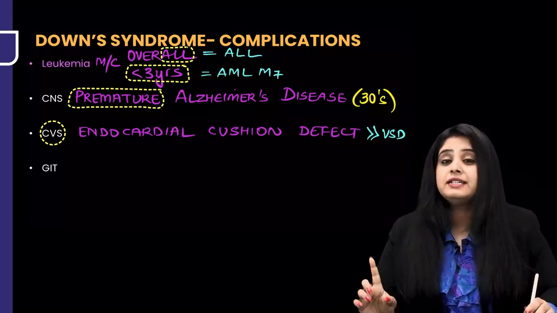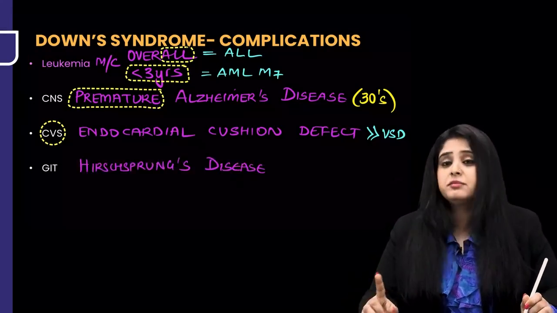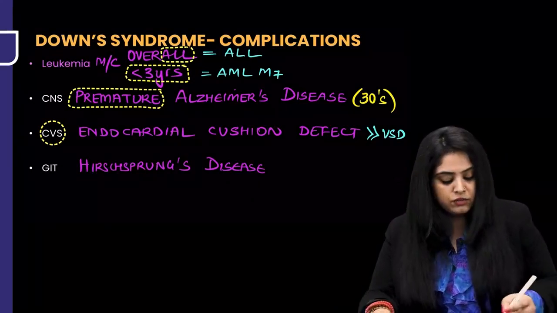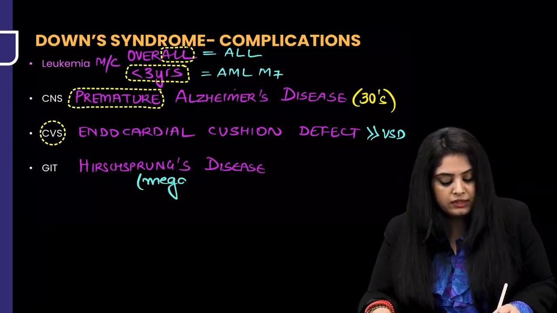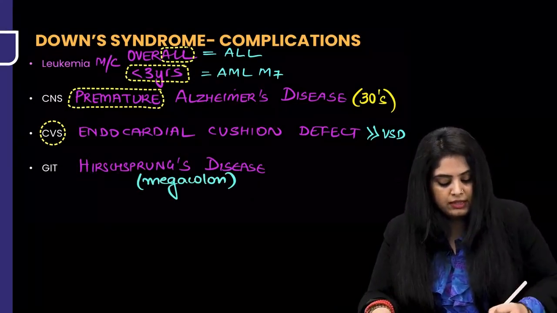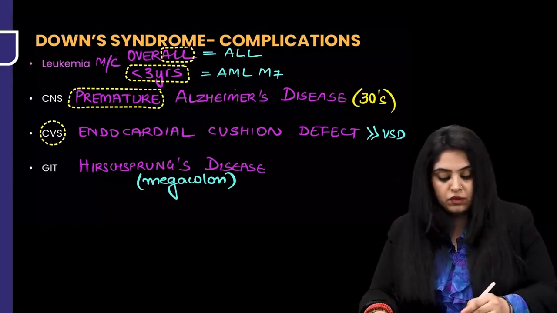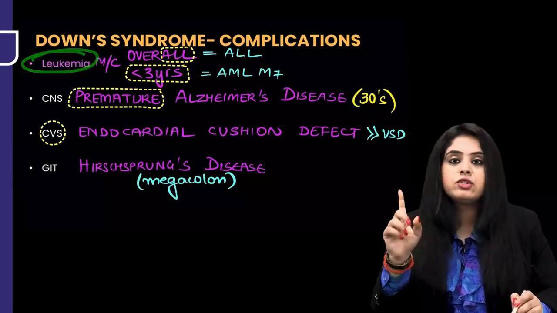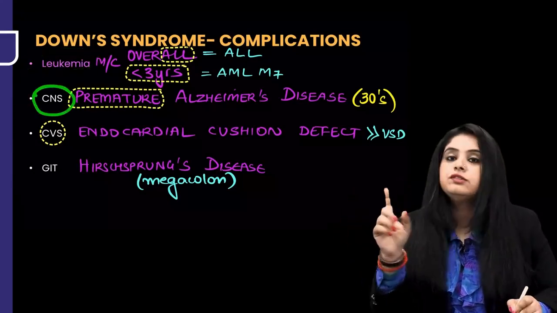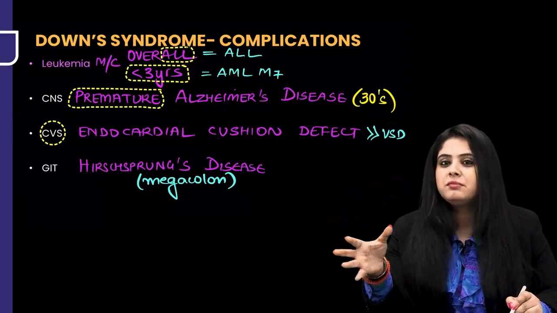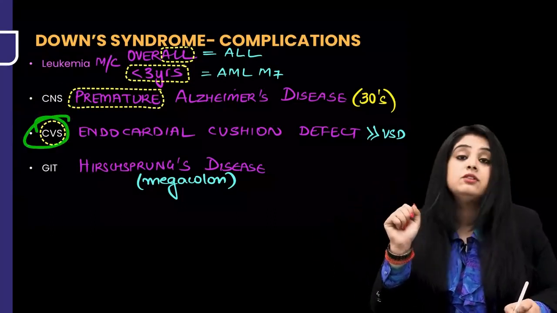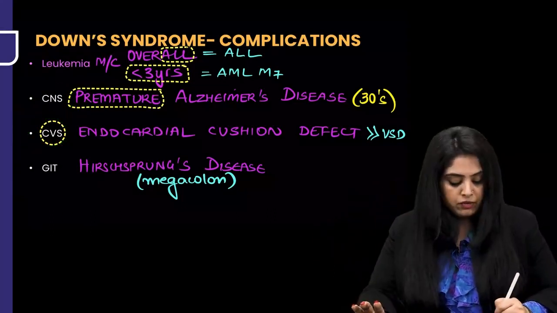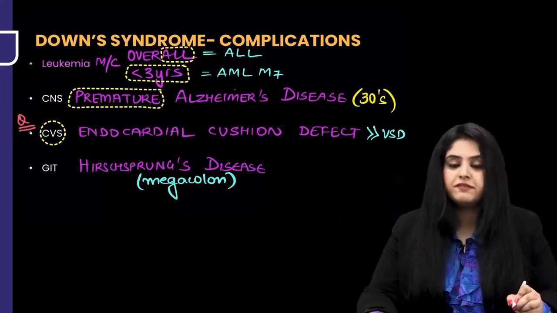And in terms of GIT, there is one disease. There are lots of diseases, but there's one disease in pediatrics where they ask you a question, that is the megacolon, the Hirschsprung's disease or the megacolon that is associated with Down. So these are all the complications. Where do I expect a question? Either I ask you a question on leukemia with age, or I ask you on CNS, there is premature Alzheimer's, memory loss in their 30s, and cardiovascular, so very, very important. There is endocardial cushion defect.